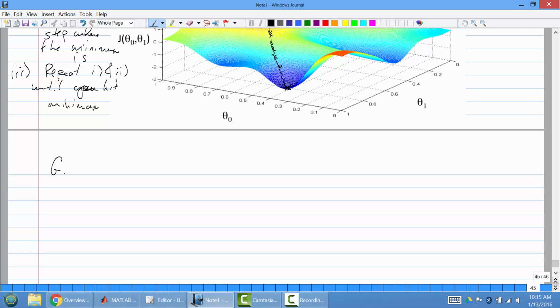Gradient descent is very sensitive to where you start.